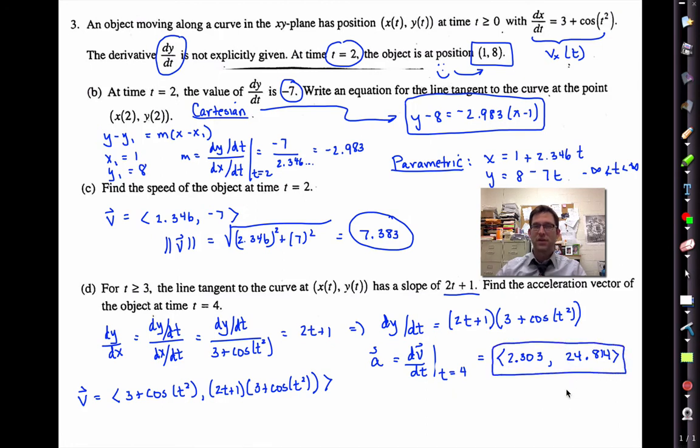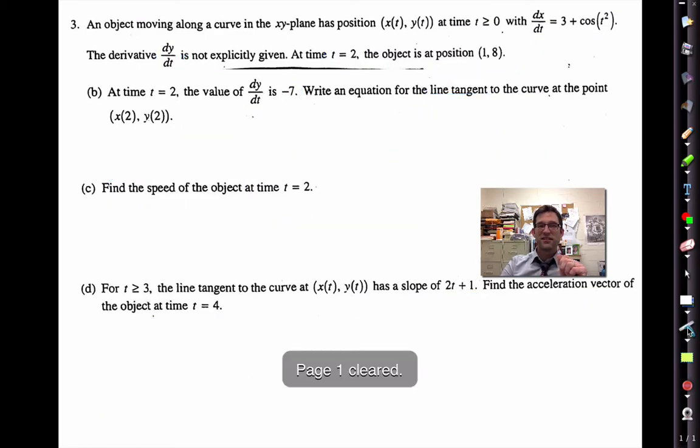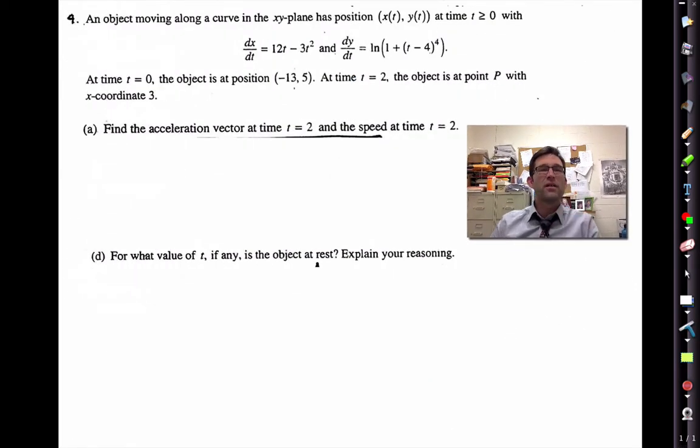Very skewed acceleration vector, almost all vertically. All right, but again, just do that on your calculator. All right, clearing the text out, going on to the last AP problem of the lesson. All right, problem number 4.